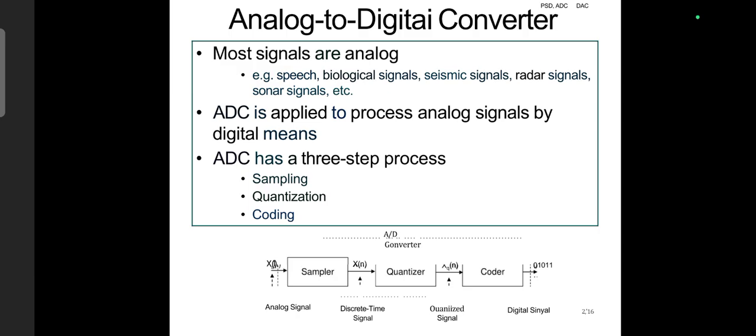The basic conversion process consists of three important steps: sampling, quantization, and coding. First, the continuous time analog signal is sampled at discrete time intervals. Next, the sampled amplitudes are quantized into a finite number of levels. Finally, each quantized level is represented using binary code. So, the overall process can be remembered as analog signal, sampling, quantization, coding, finally digital signal.